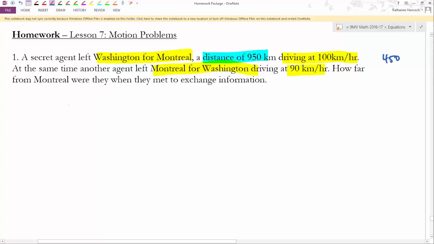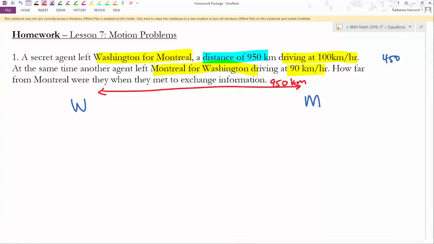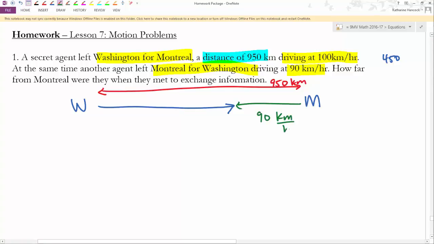So I'm going to do it like this. I'm going to have my Washington spy and my Montreal spy. We know that the total distance between these guys is going to be 950 kilometers. We know that the Washington spy is going faster, so he'll go farther. The Montreal spy is going a bit slower. I'm exaggerating here. The Montreal spy is going 90. The Washington spy was going 100.